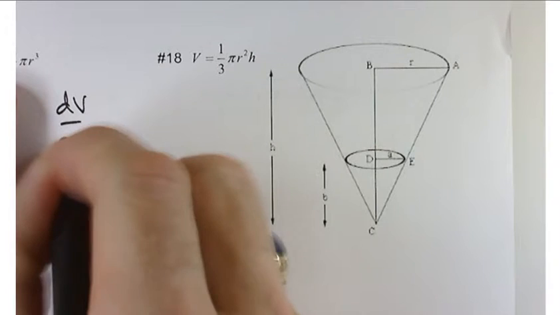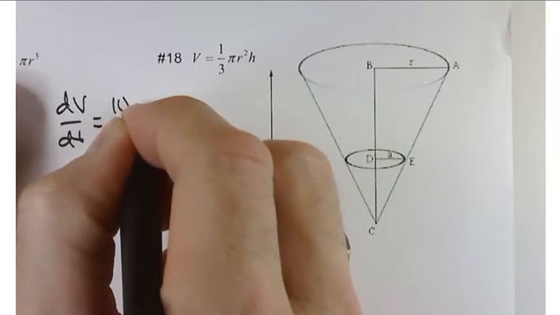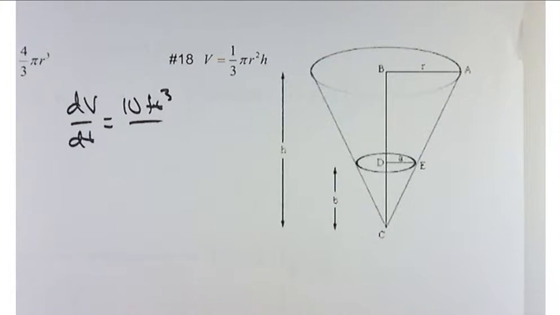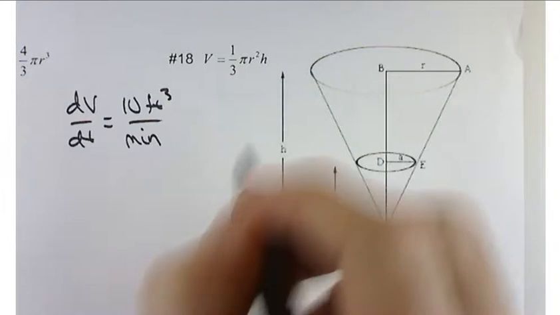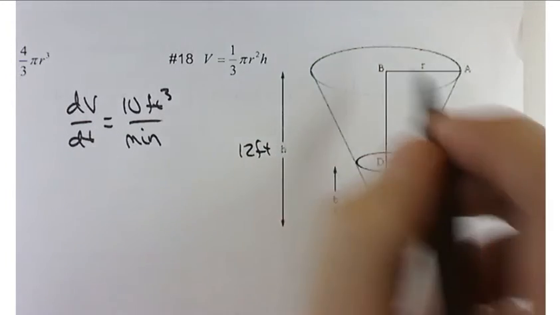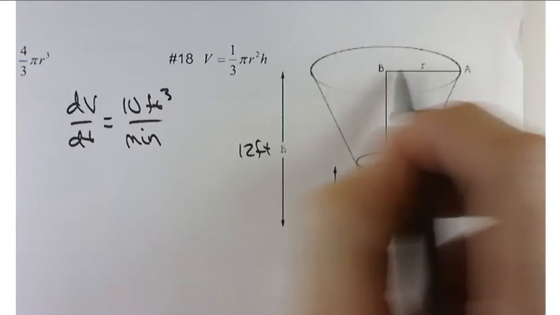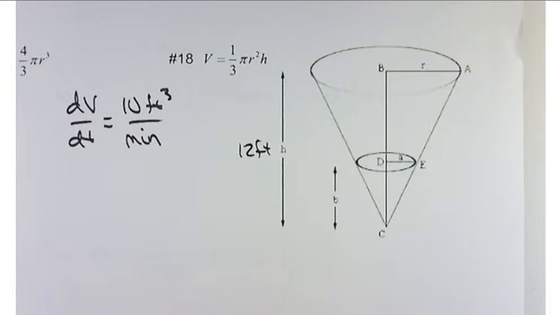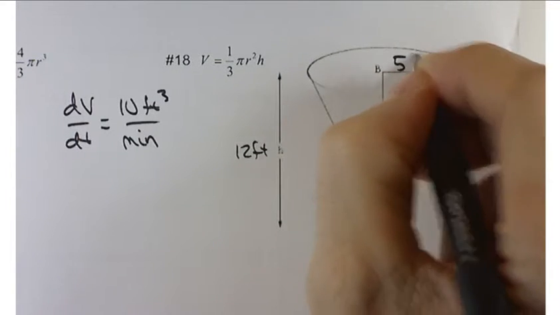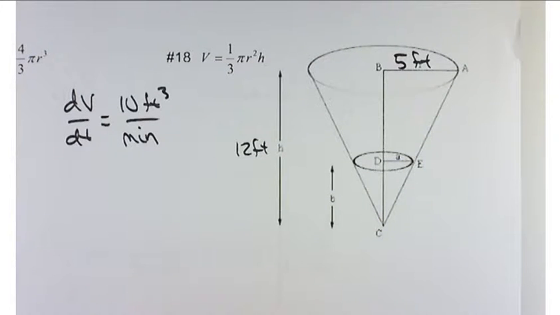So we'll start with some of the stuff that we know. dV by dt is 10 cubic feet, what was it, per minute? Yeah. Per second would be an awful lot. And let's see, they told us the height here, right? What's the height? That was 12 feet. What can I label the radius with? 5, good. So r equals 5. All right, so r is 5 feet.